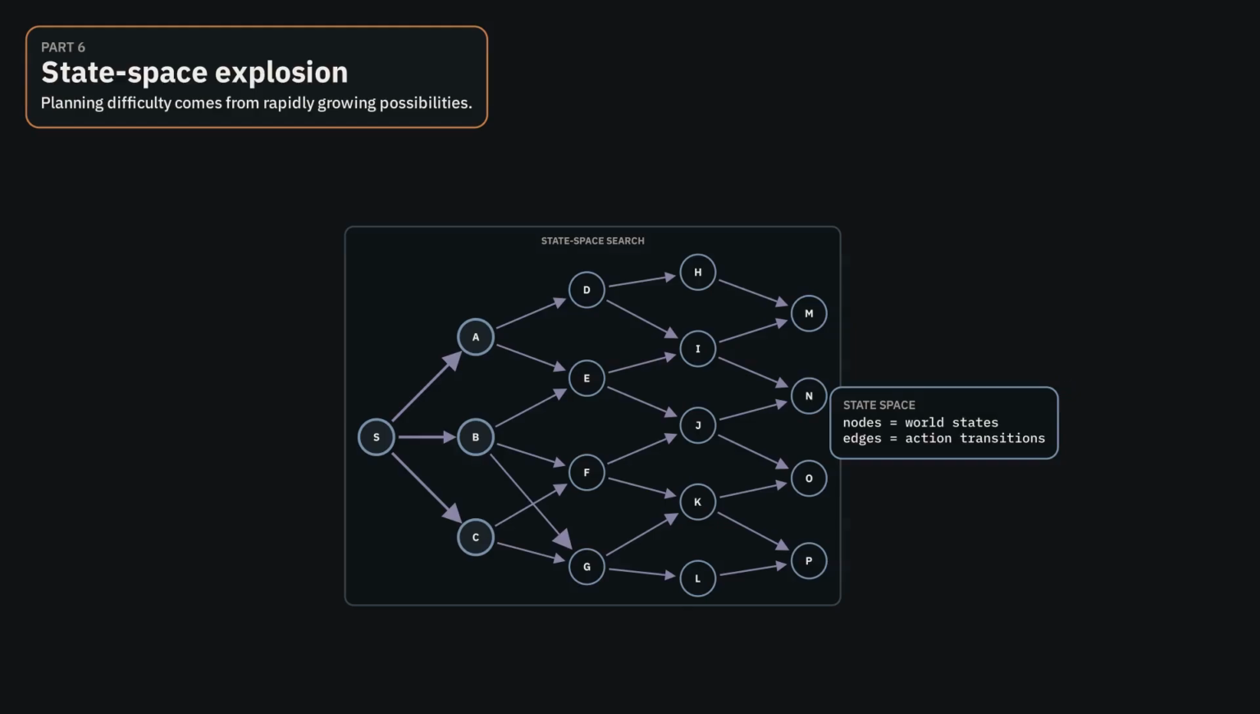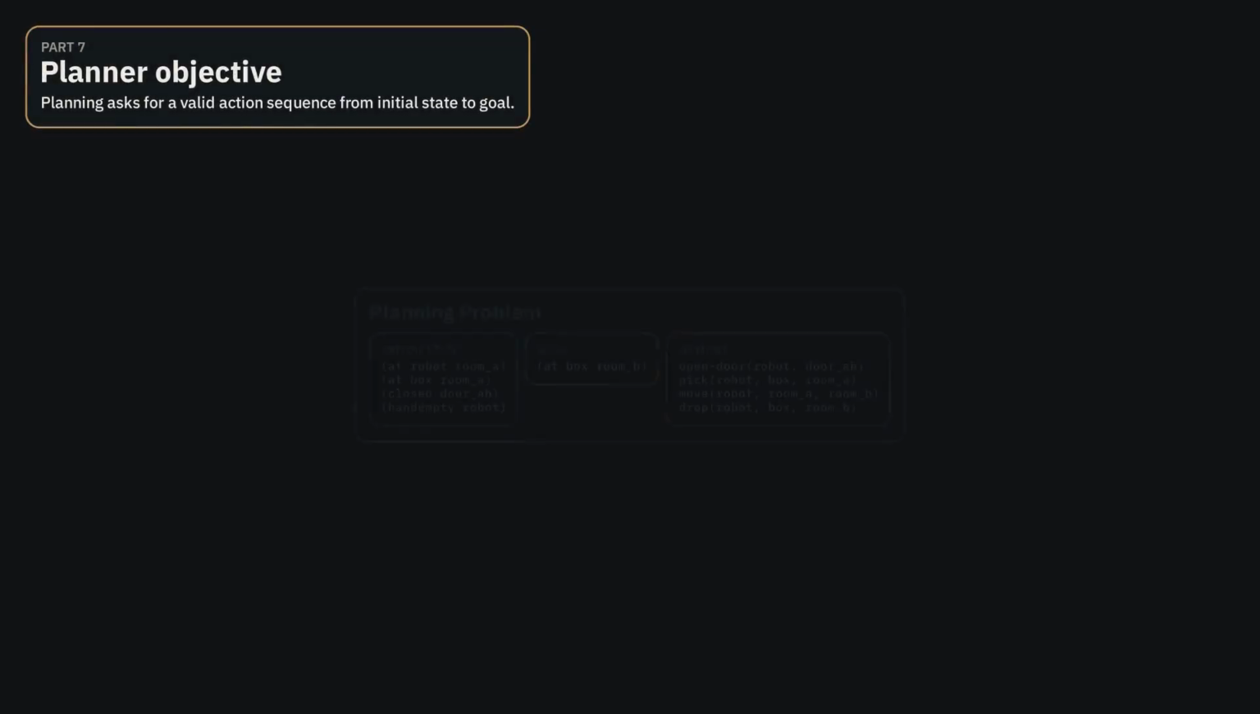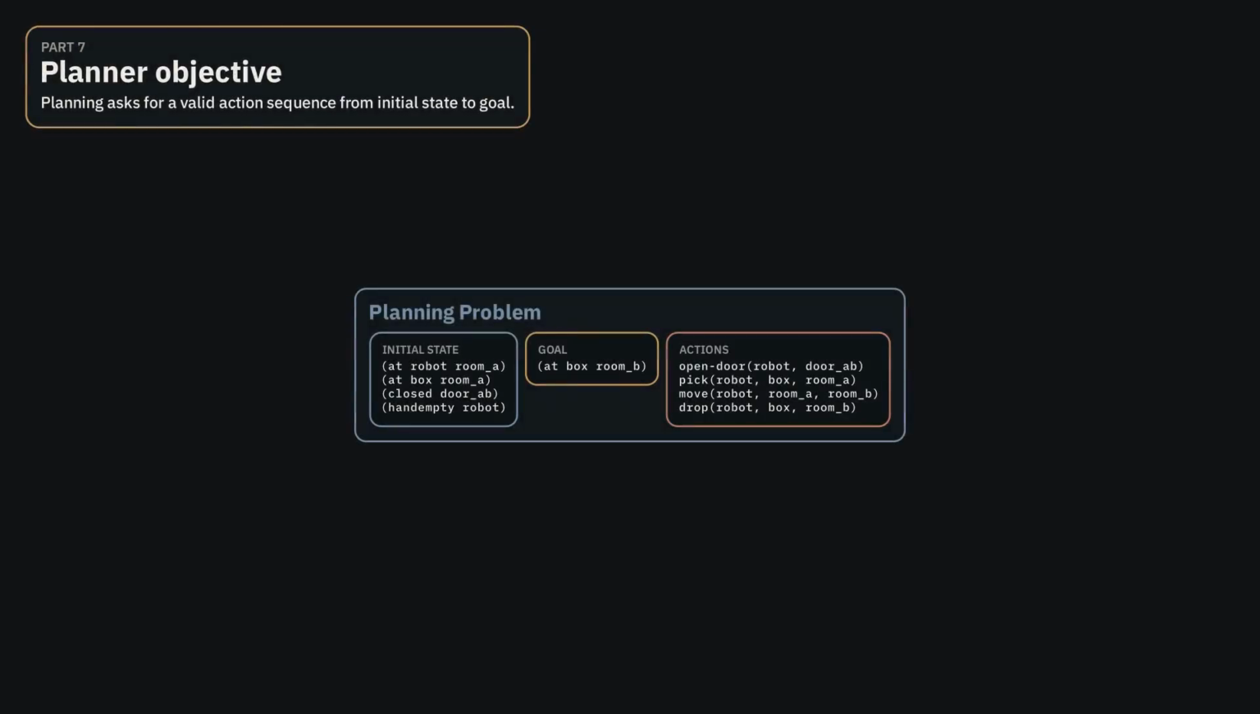This is the state space. Each node is one possible state of the world. Each edge is an action that can transform one state into another. Somewhere in that space is a goal state. The planner's challenge is to find a path to it, without getting lost in the combinatorial explosion. Now we can finally state the planner's objective cleanly. Given an initial state, a goal, and a set of actions, find a valid sequence of actions that transforms the initial state into a state satisfying the goal.